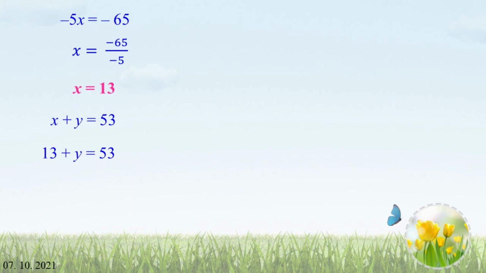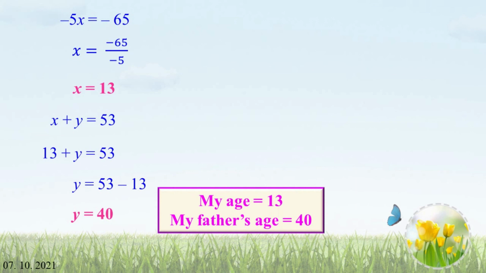Transpose 13 to the right hand side. Y equals 53 minus 13. So y equals 40. So my father's present age is 40. Therefore my age is 13 years. My father's age is 40 years.